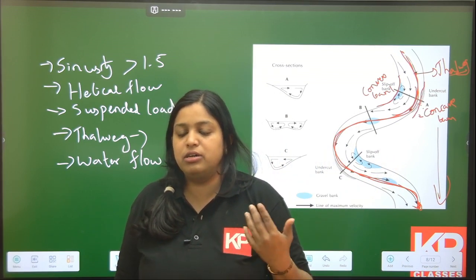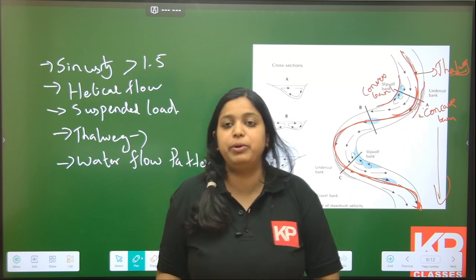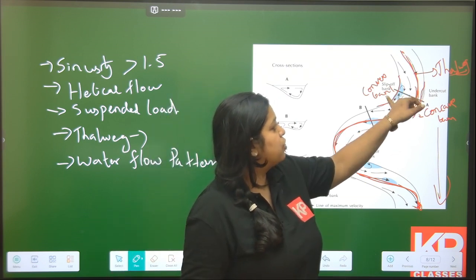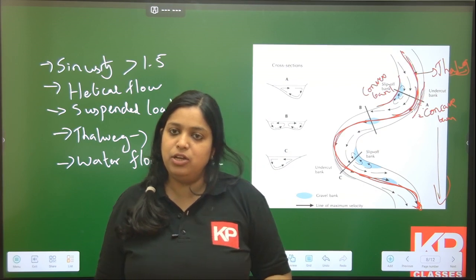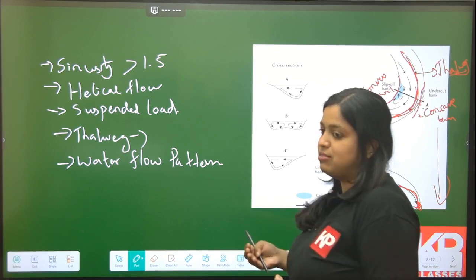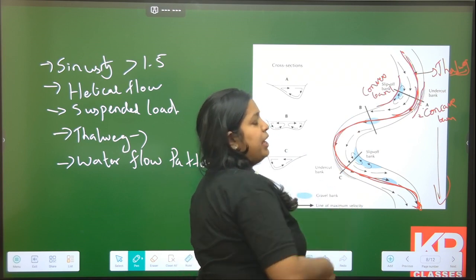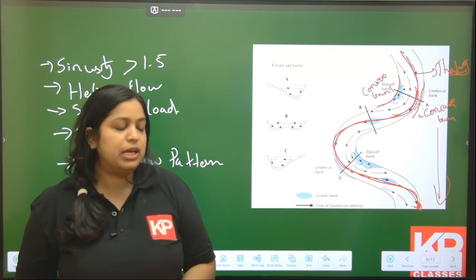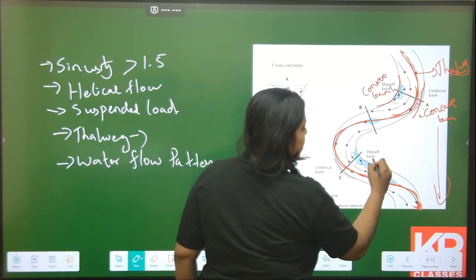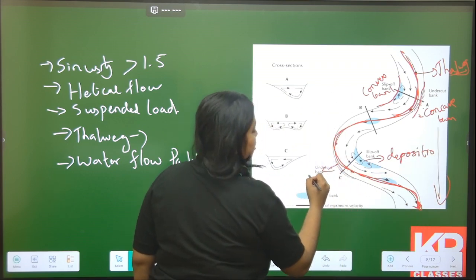Because of the higher force over here, the concave bank will be eroded and undercutting will be higher. And the exact opposite in the convex bank: velocity is comparatively lower. Hence, in the convex bank, the velocity of the flow is lower. That causes deposition of sediments in the inner bank, or the convex bank. So the inner bank will have deposition and the outer bank will have erosion.